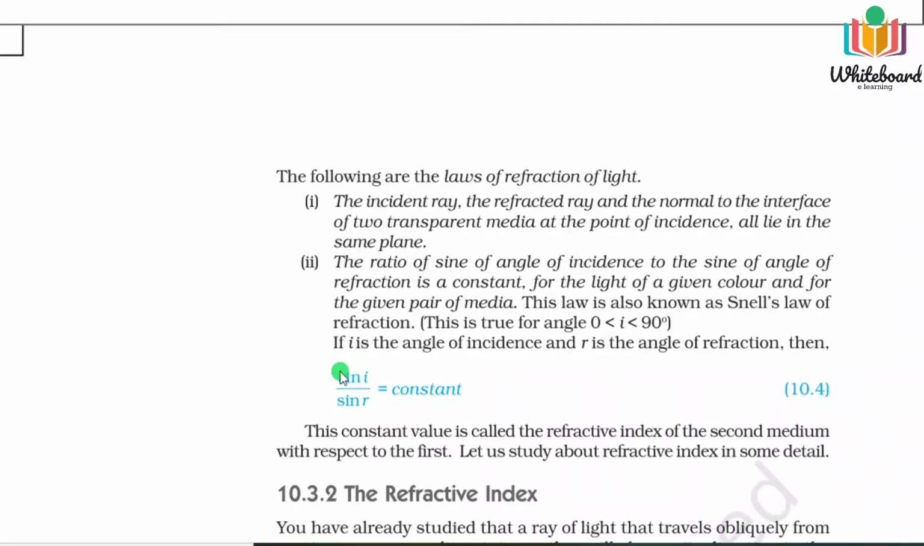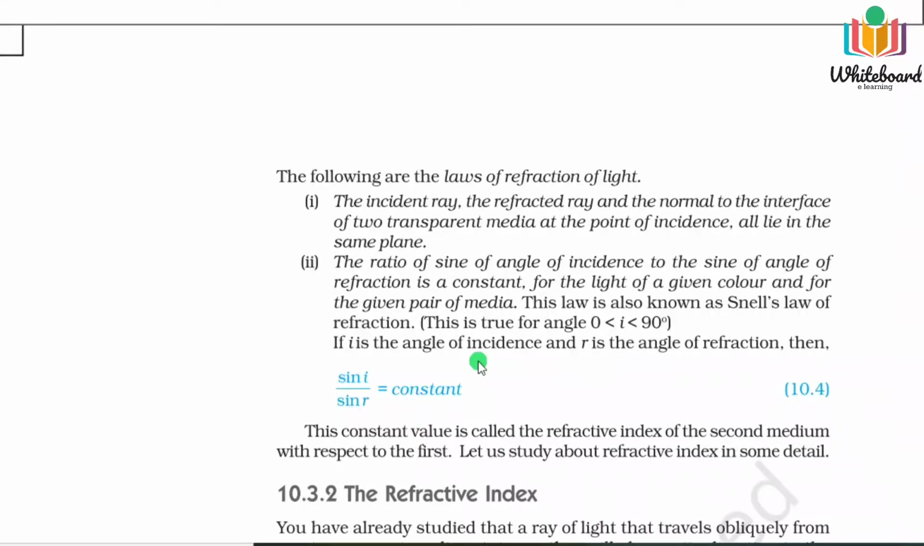So what is sine? Sine is nothing but an operator. If we apply this operator to the I angle, that is the incident angle, and similarly we take the sine operator with R, the refraction angle, then sin I by sin R is the ratio. This is written here. The ratio of the sine of the angle of incidence and the sine of the angle of refraction is a constant. You can see written here, constant for the light of a given color and for the given pair of media. So it is constant under this condition. It is very important. You must remember, for light of a given color it is constant. So actually what is the meaning?